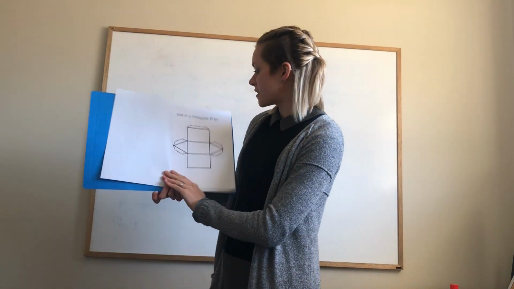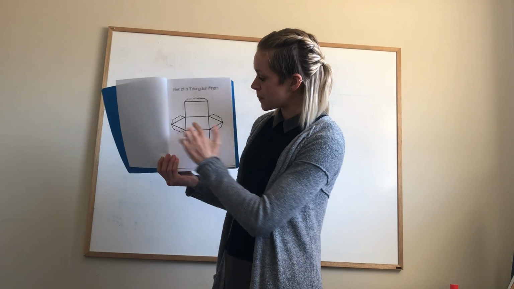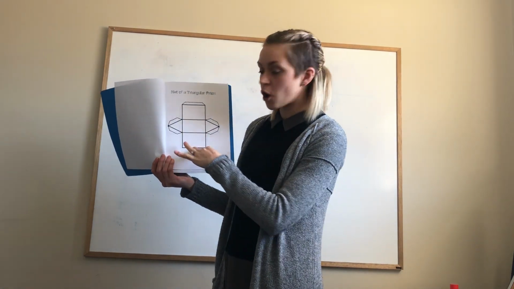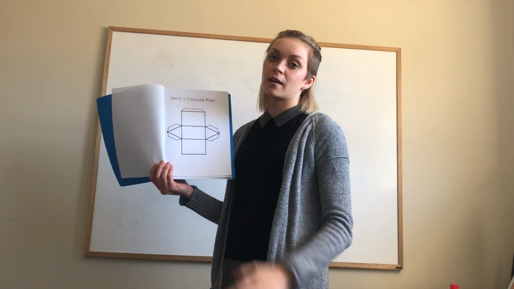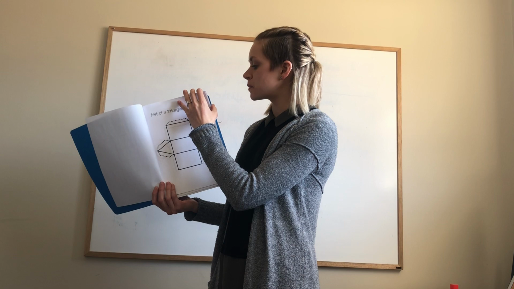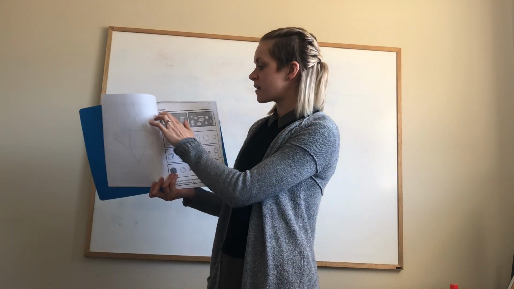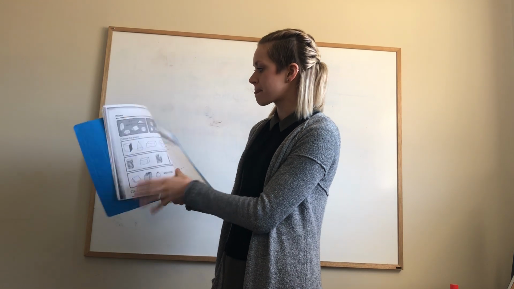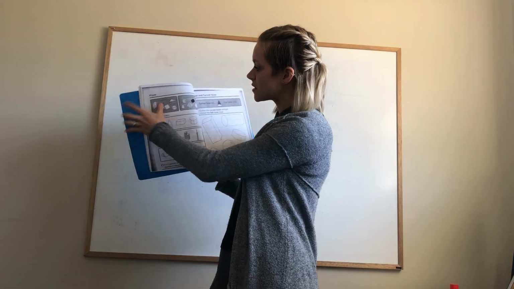And our net for a triangular prism is this one. It's got 2 triangles on the ends, and then the long rectangles in the middle, making it a triangular prism. Once those are complete, you're going to find the page that says prism at the top. It will be the next sheet, this one, prism.